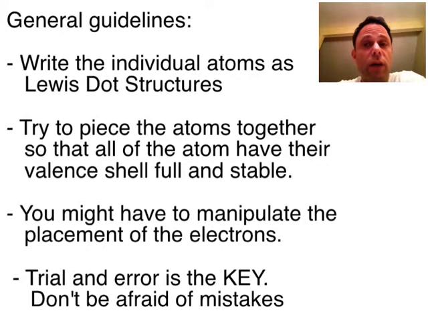Now, here are some general guidelines. Write the individual atoms as Lewis dot structures. Try to piece the atoms together so that all of the atoms have their valence shell full and stable. You might have to manipulate the placement of the electrons. And lastly, and most important, trial and error is the key. Do not be afraid to make mistakes.